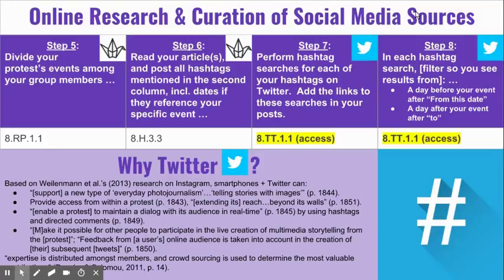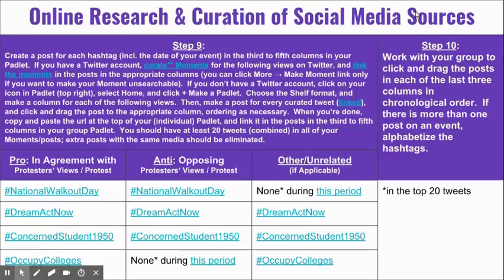Steps 7 and 8 involve the use of Twitter, which in these steps I selected because of its ability, like Welleman says of Instagram, to support everyday photojournalism and provide on-the-ground access to protest happenings. Also, like Instagramming, tweeting with a hashtag or directed comment can enable a protest to maintain a dialogue with its audience, the world at large, in real time. In Step 9, students must curate tweets demonstrating agreement, opposition, and any other viewpoint expressed.